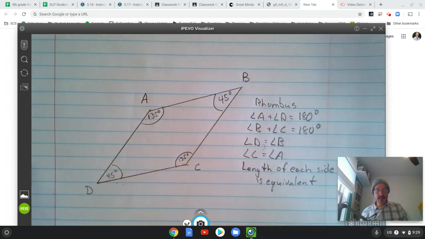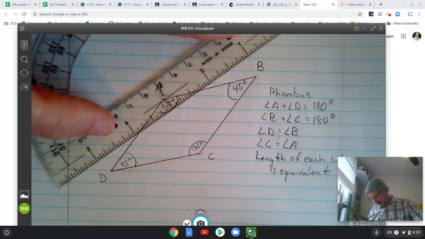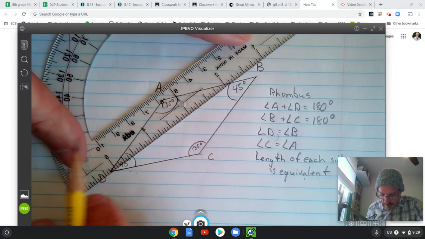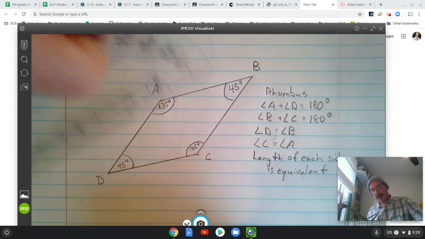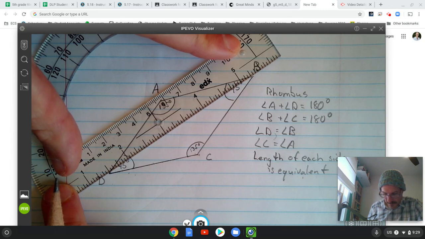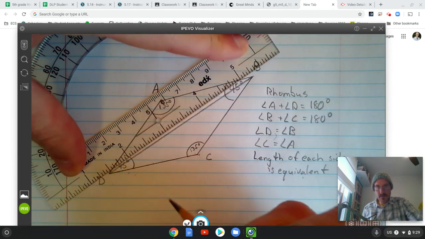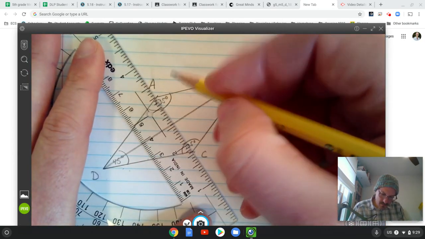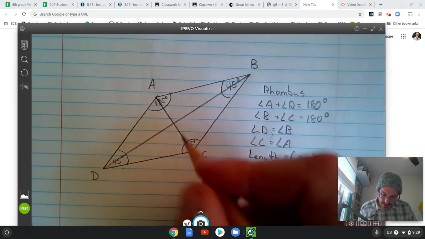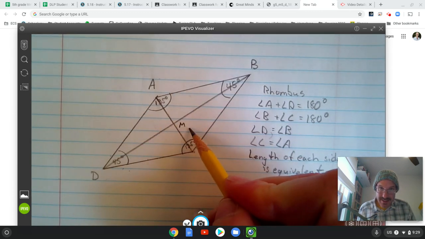Okay, now we need to take a look at the diagonals as well. Since the length of each side is equivalent, the diagonals are going to be special too. They're going to be a little bit different than the diagonals on a parallelogram. Okay, if you remember the diagonals on a parallelogram, they bisected one another at this midpoint.